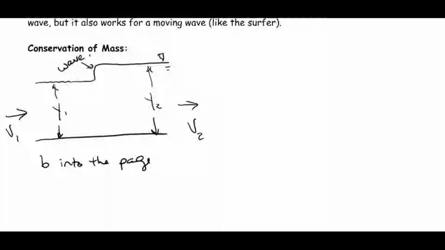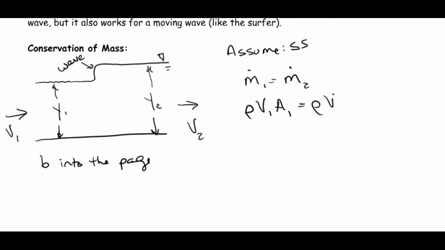So first thing we're doing is conservation of mass, looking here at our inlet. This is 1, here is 2. If we assume steady state, then m dot 1 equals m dot 2. And our m dot is rho v1 A1 equals rho v2 A2. Well, we can do some substitutions.